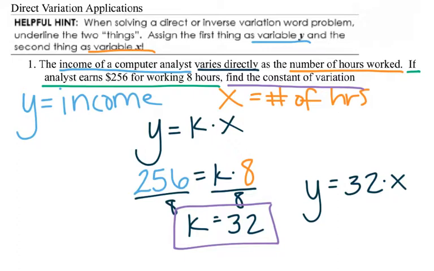It's going to get a little bit harder in just a minute. So we read it, we find the two things they're comparing. The first thing is always going to be your y variable. The second thing is always going to be your x variable. Then you're going to use the next part of the sentence to find the k value and write the direct variation equation.